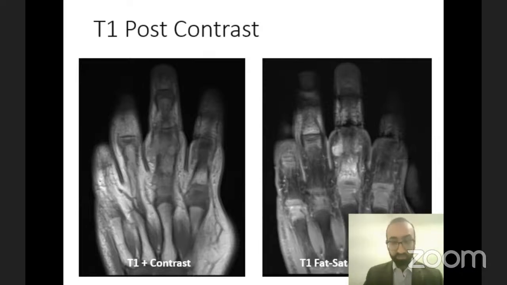So fat suppression, again, this is hopefully very basic for most of the listeners. It really helps pick out where the abnormality is. It's quite acceptable to do pre and post contrast that does not have fat saturation, but what I would just warn people not to do is to not fat saturate your pre-contrast T1s and then to fat saturate the post. It's sometimes quite difficult to compare. You have to be very confident that you know what you're looking at.